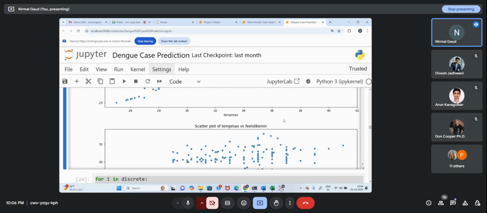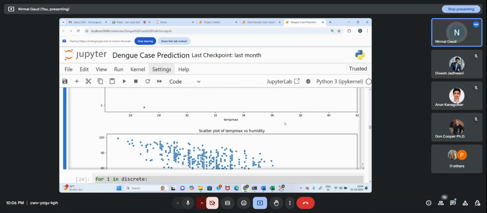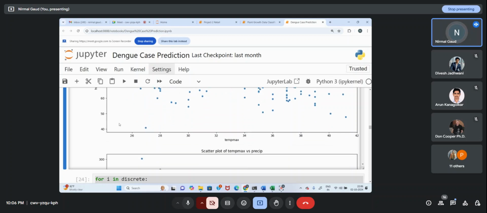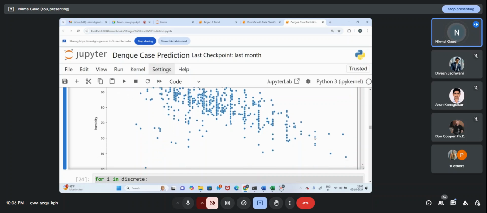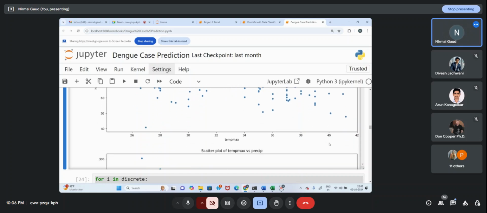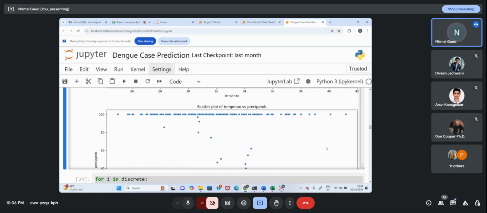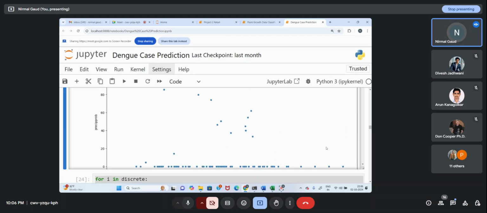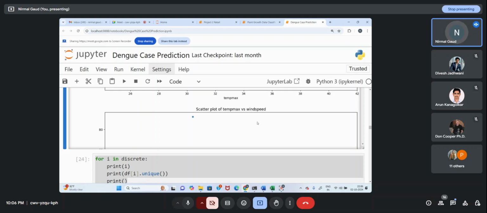Okay, so with the scatter plot, you are going to identify which are related, which are not related. So I made the scatter plot between each and every feature, every to every. This is negative correlation. Humidity versus temperature max. You can see the points are coming down. Okay, no correlation here. Precipitation and temperature. Here also no correlation. Precipitation probability, temperature. So here you can check out the relationship.